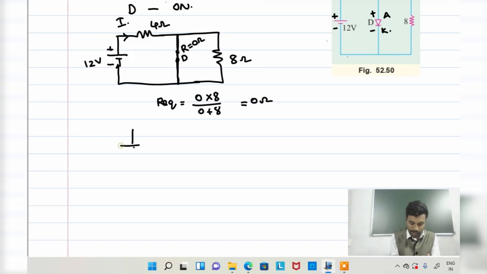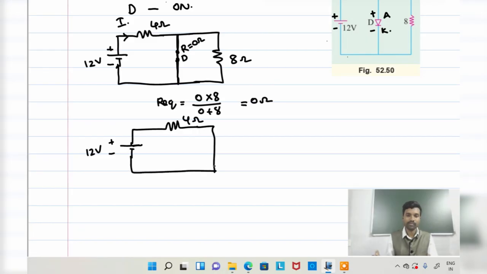Our equivalent circuit diagram will be: here 12 volt, here 4 ohms. This is our circuit, because this 8 ohms is neglected whenever it is a short circuited parallel branch.